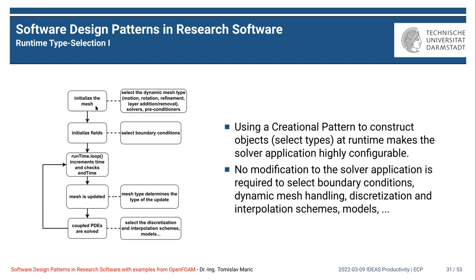If you look at the CFD solution algorithm, we start with some mesh initialization, then we initialize the fields, and again, we go into the CFD loop. If you look on the right, when we initialize the mesh, so when you start your application, you have a binary code that you run, click on a button. And when you do this, the RTS mechanism is going to select the dynamic mesh type. So it's going to select for you either the motion of the mesh in terms of rotation or some deformation, refinement, addition or removal of layers. It's going to select solvers and preconditioners and things like this. The same goes for boundary conditions when the fields are initialized. And when we solve these coupled PDEs, we will select the discretization and interpolation schemes.